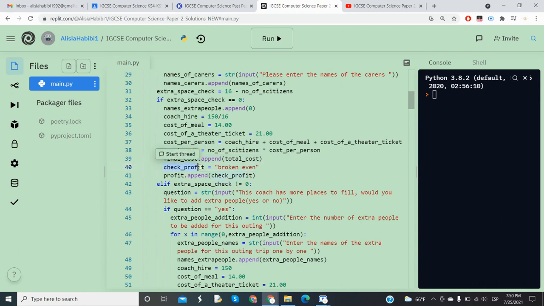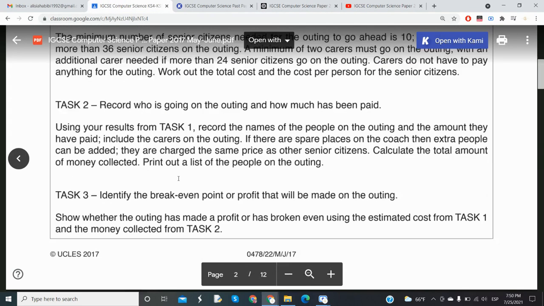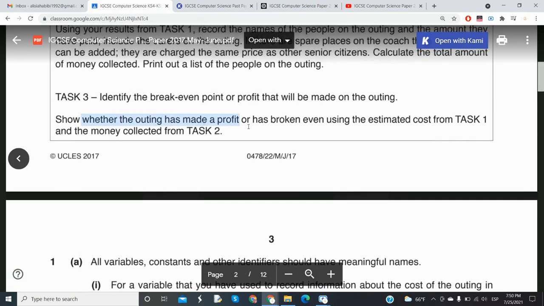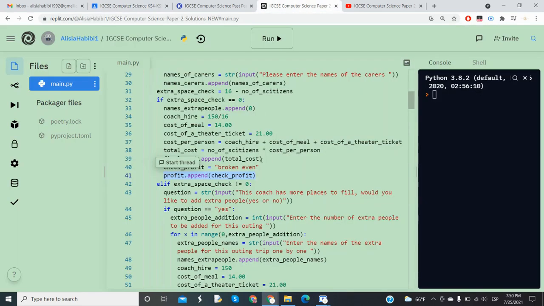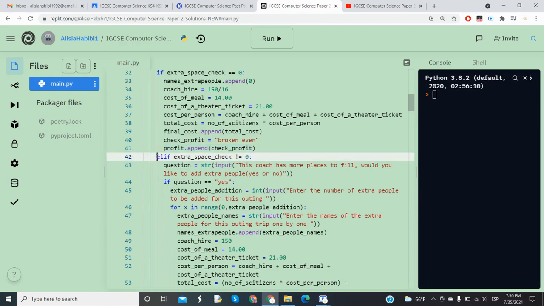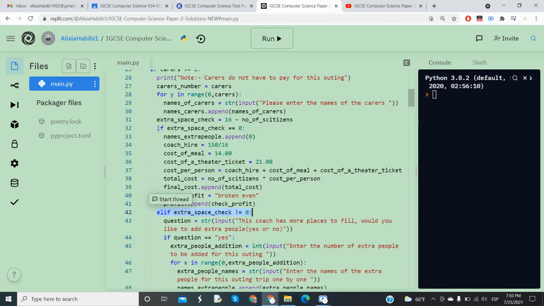And then there's another constant called check profit, which is set to broken even, because as you realize, there is no extra space, so there is no profit or loss. It's basically just paying for the space which has been registered or booked. And so this status of broken even is then added to the profit list using the append function, so that at the end of the day, if you remember for task 3, you're supposed to display and say whether there had been a profit made or there's been a broken even, which means no profit or loss has been made.